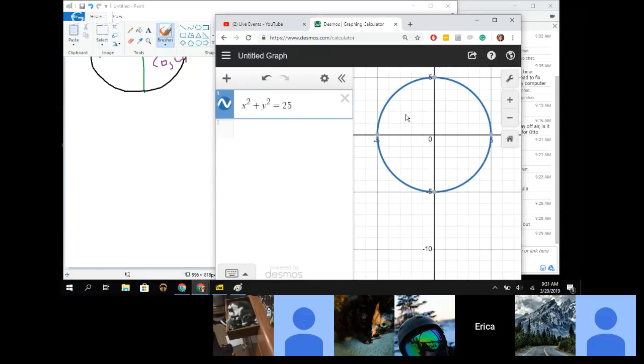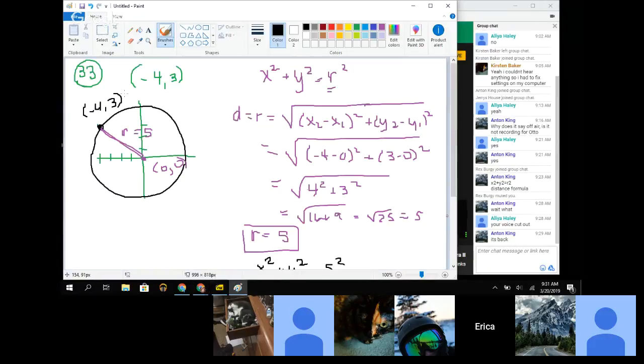So in theory, -4, 3 should be on my circle. Not in theory. If I did it right, that should be on my circle, right? So I have to get my cursor right there, but -4, 3 is a point on my circle. So I know that I did that right. All right, how do we feel about circles? Not so bad, right?